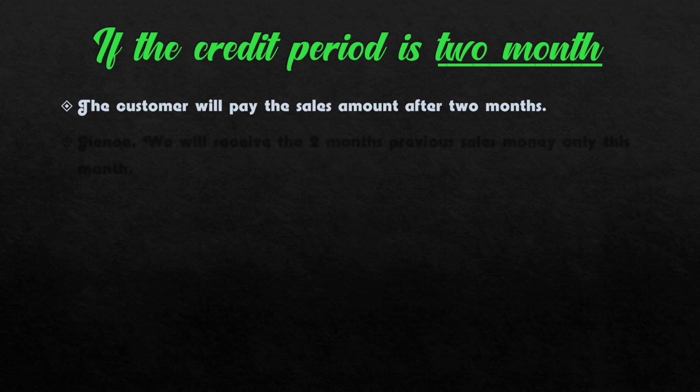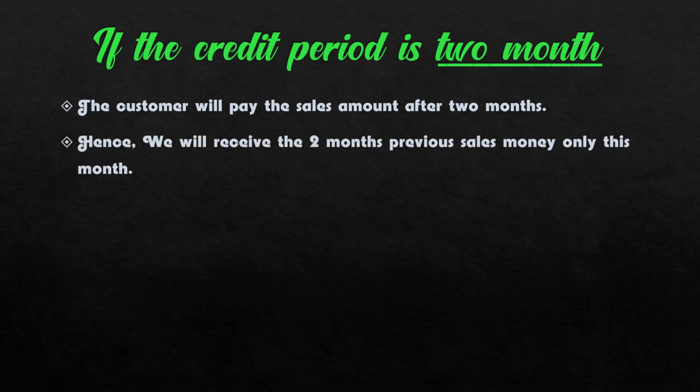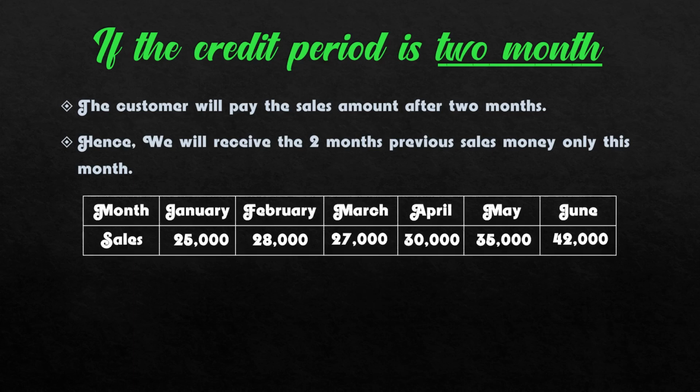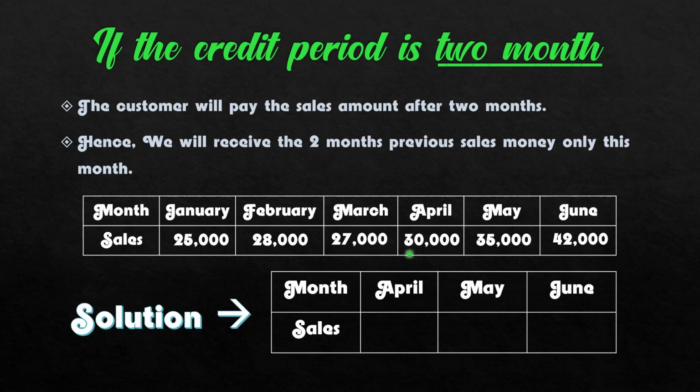In March I will receive the sales I made 2 months before, that is in January. So we will receive the previous 2 months' sales money only this month, right? Okay, we'll take our example. For example, we are preparing for April, May and June.